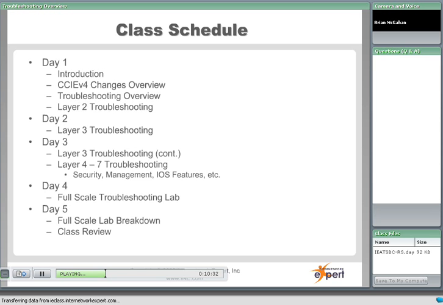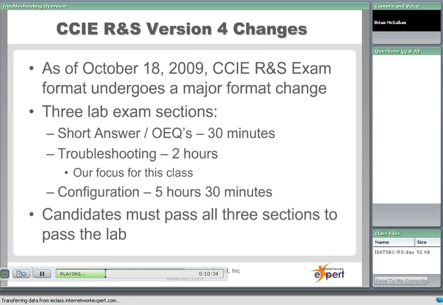Okay, now as I mentioned here, as of this Sunday, October 18th, 2009, the CCIE routing and switching exam format is going to go through a major change through the addition of this new troubleshooting section.